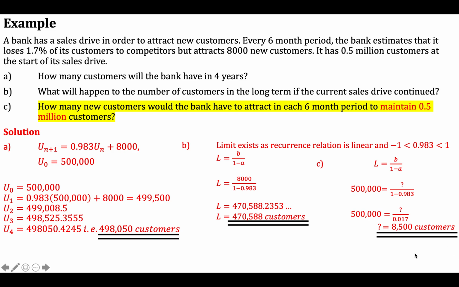And I suppose we can think about our answer here. Is our answer plausible? If we think about when we were only attracting 8,000 customers, the limit was approximately 470,000 and a half. Here, we have 8,500 customers, which is obviously more, so we would expect our limit to be more, which it is. So 500,000 is bigger than 470,588. So hopefully our answer makes numerical sense here. It would be a good idea, before the screen goes blank, to pause the video and take down this example.